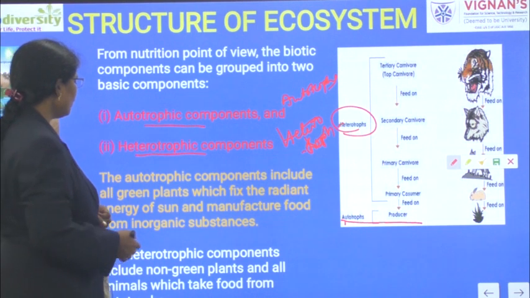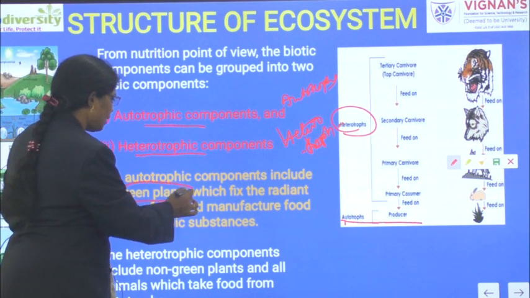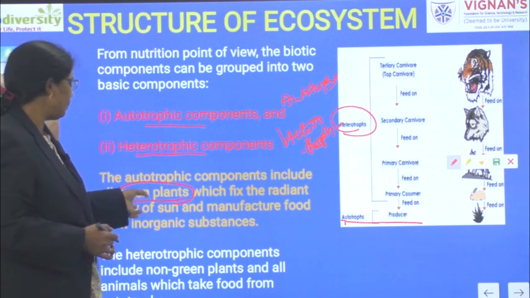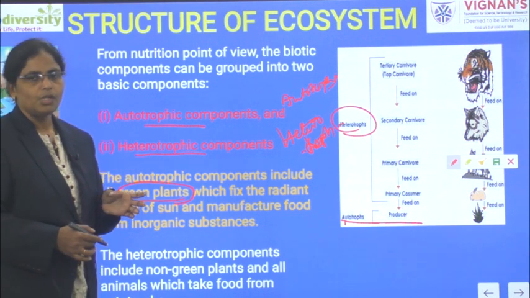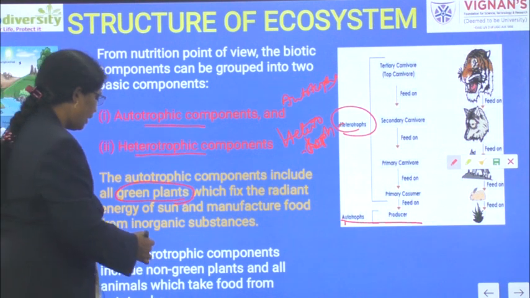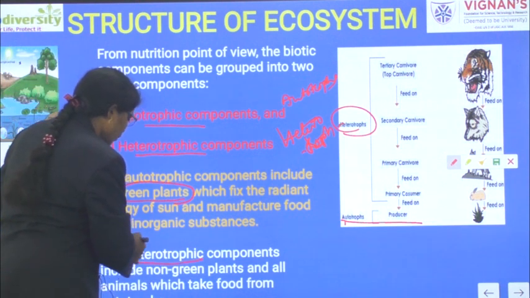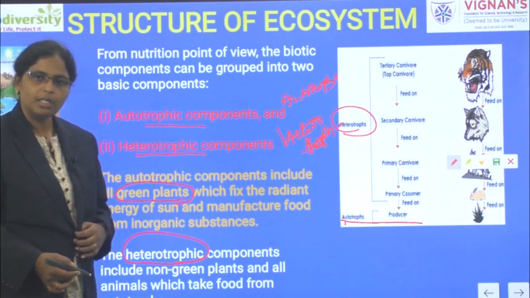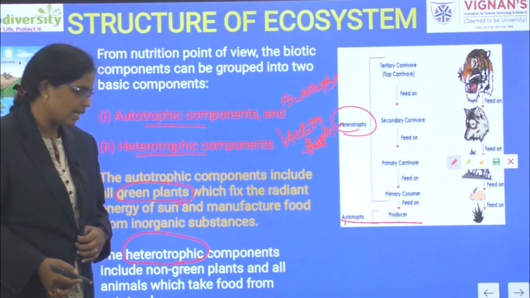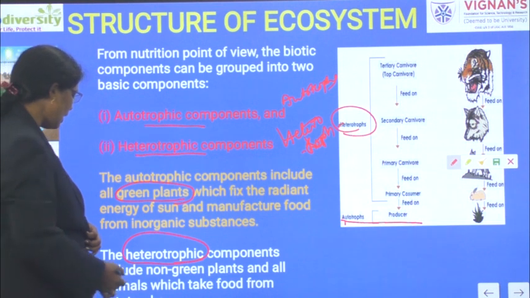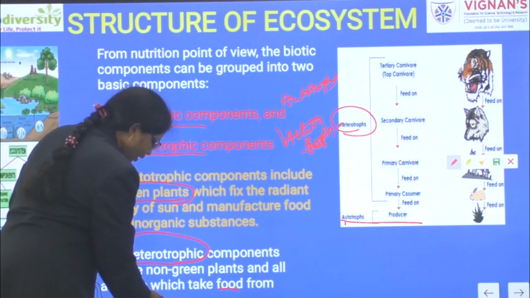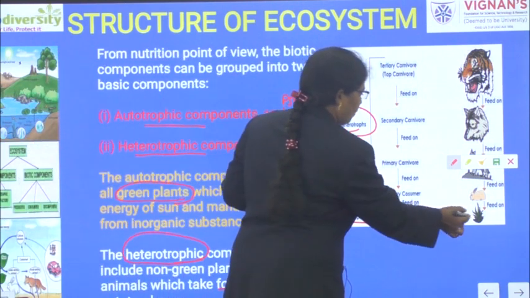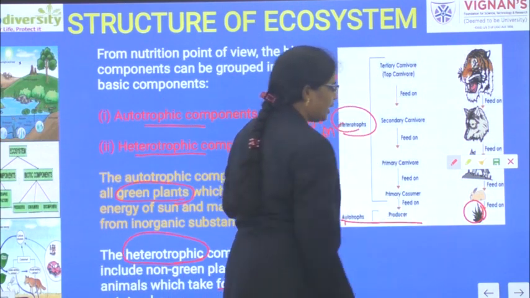See here, autotrophs include all green plants. They fix the sunlight and prepare the food material. Whatever the food material prepared by autotrophs is utilized by the heterotrophic components. They are nothing but non-green plants, or we can say the animals, and these animals take the food from the autotrophs. So, here you can see the producers, the plants, produce the food material.